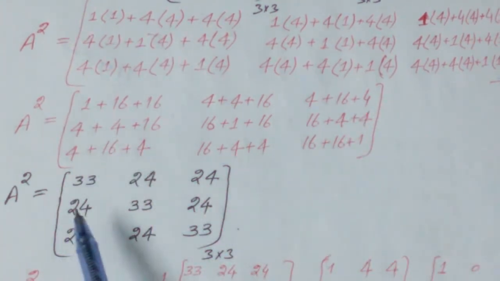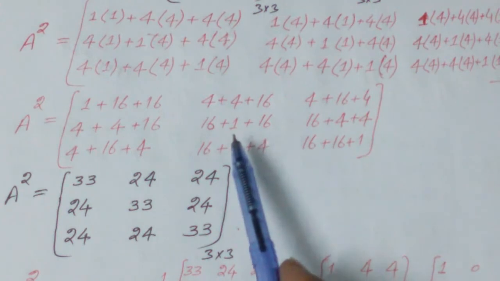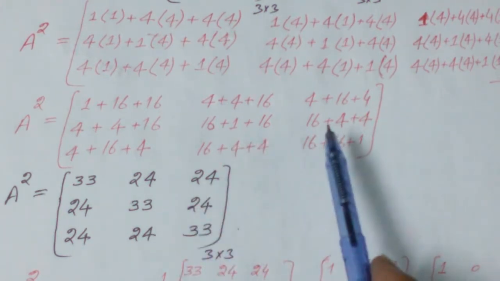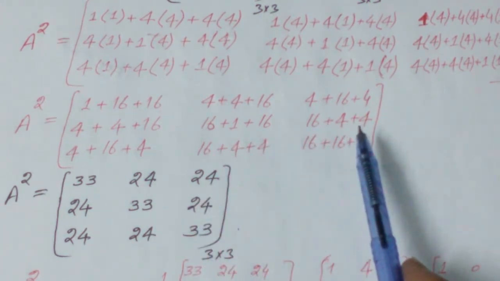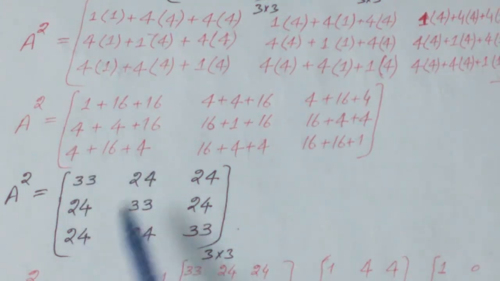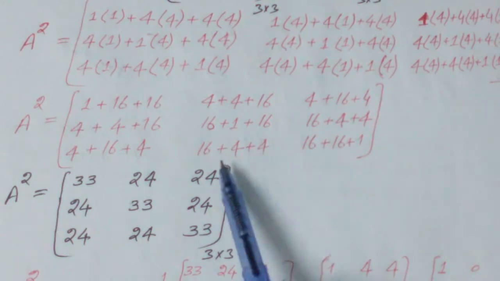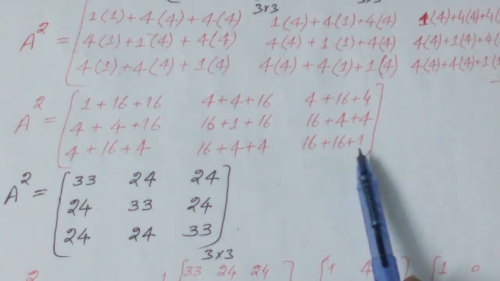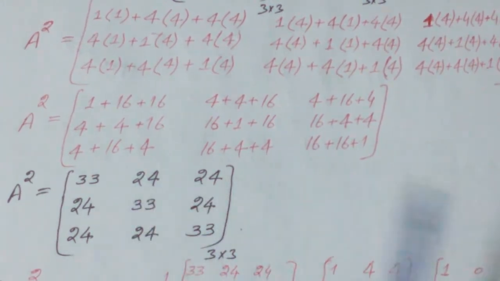16 plus 4 plus 4, 24. 16 plus 16, 32 plus 1, 33. 16 plus 4, 20, 24. 16 plus 4 plus 4 is 24. 16 plus 16 plus 1 is 33.